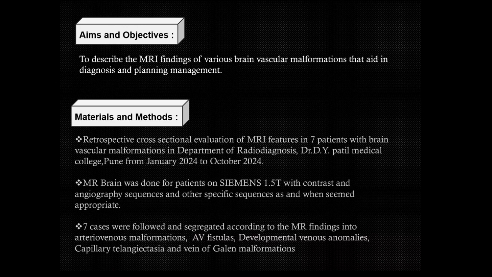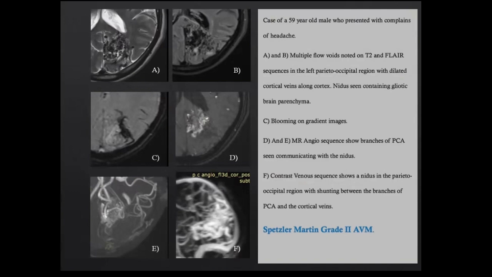MRI brain was done for patients on a Siemens 1.5 Tesla machine with contrast and angiography sequences and other specific sequences as and when seemed appropriate. 7 cases were followed and segregated according to the MR findings into various arteriovenous malformations and other vascular malformations. The first case is of a 59-year-old gentleman who presented with complaints of headache.